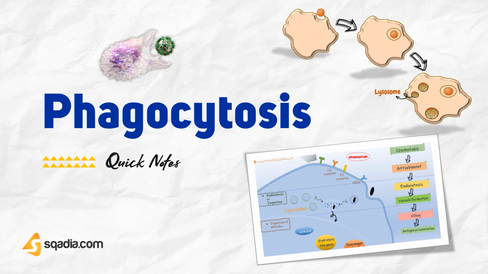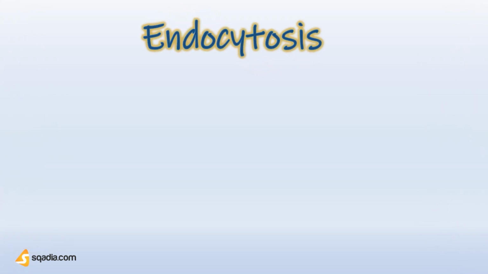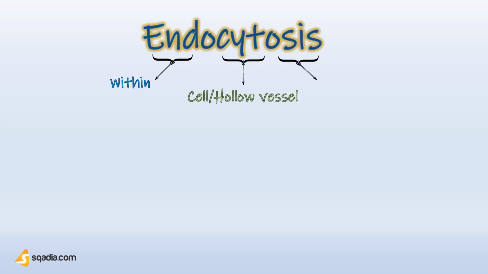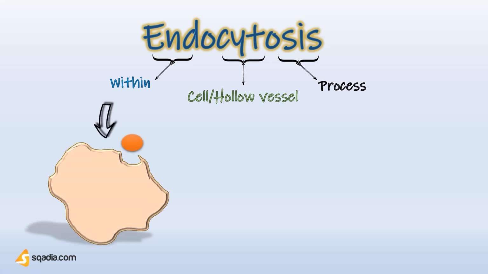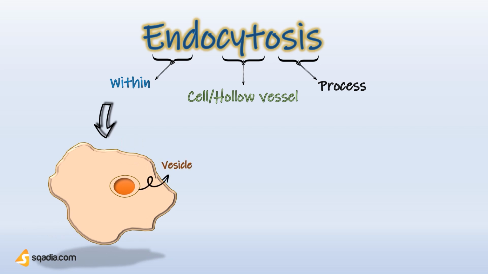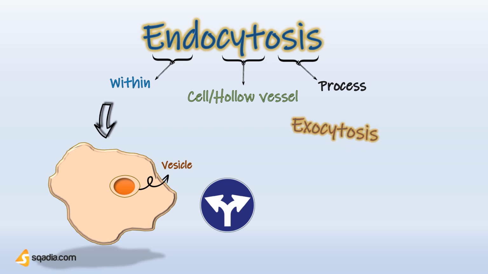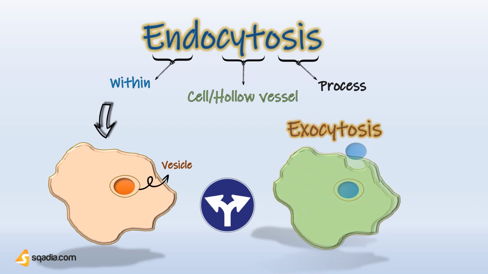But before going into details of phagocytosis, let's develop a basic concept about endocytosis. Well, Greek endo means within, cyto means cell or hollow vessel, and osis means condition or process. So, endocytosis is the process by which cells take in substances from outside of the cell by engulfing them in a vesicle. This term is used opposite to exocytosis, which is the process by which cells eliminate or release the material into extracellular space. Coming back to endocytosis, that is the basic of our main topic.